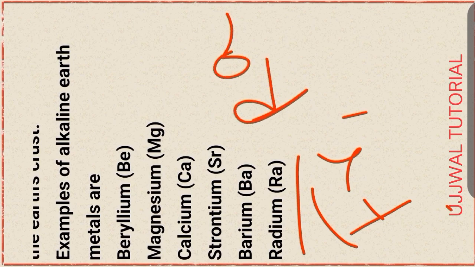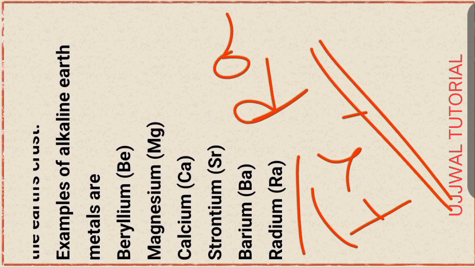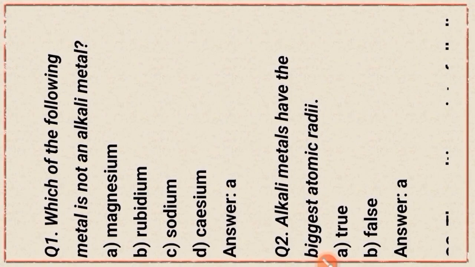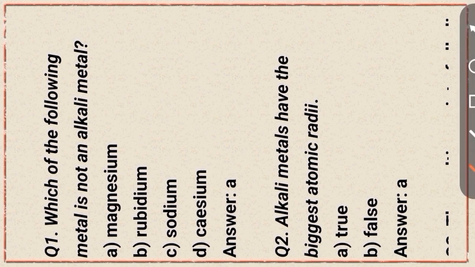Now discuss the part for MCQ type questions and answers. Question number 1. Which of the following metals is not an alkali metal? Magnesium. Magnesium is an alkaline earth metal, but rubidium, sodium, cesium are alkali metals. So option A is the appropriate answer for this question.